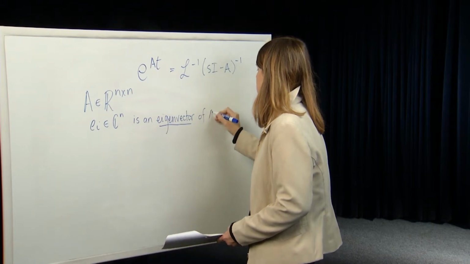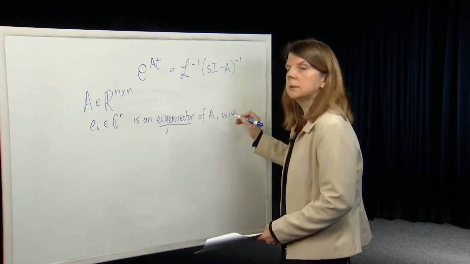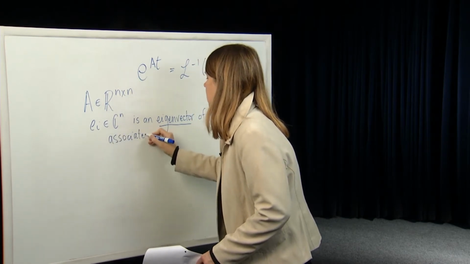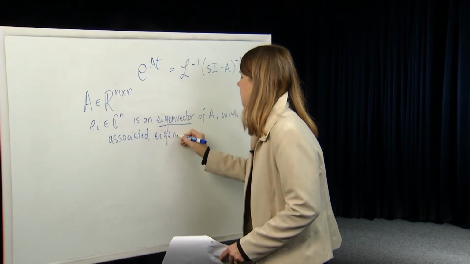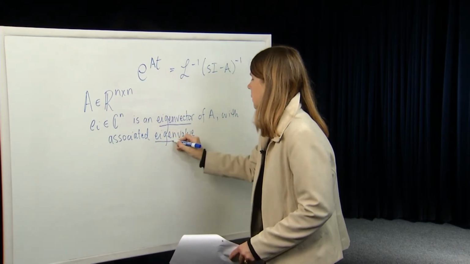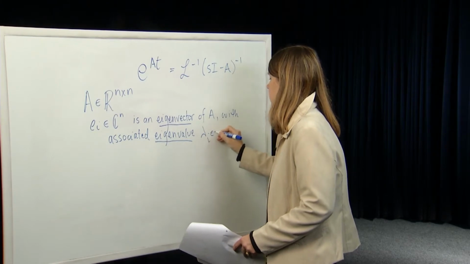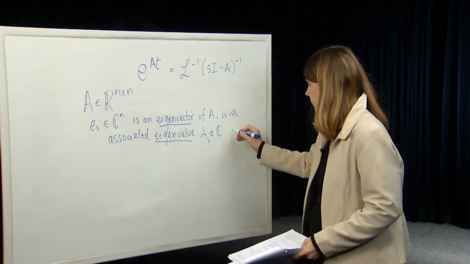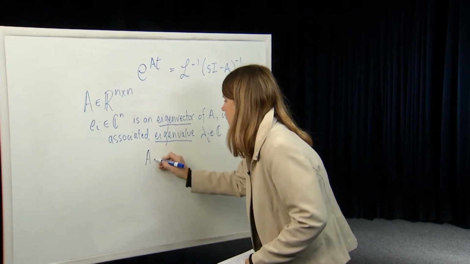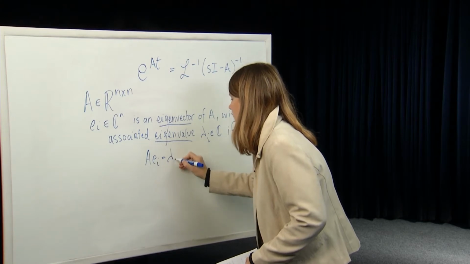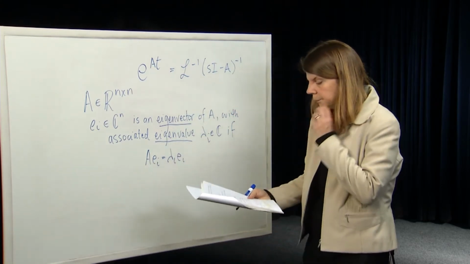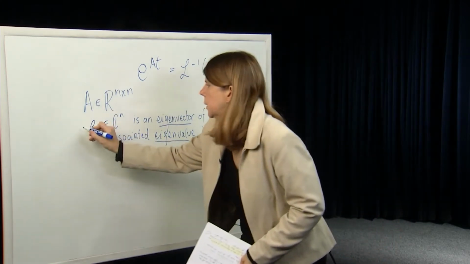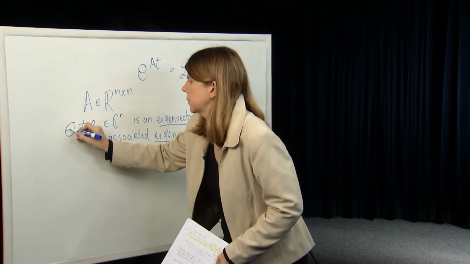of A with associated eigenvalue lambda_i, which can be a complex number, so it's a complex scalar, if the following condition holds: A e_i is equal to lambda_i e_i. And we assume in this that e_i is not equal to 0. So let's just write that here. So that's not equal to the 0 vector.